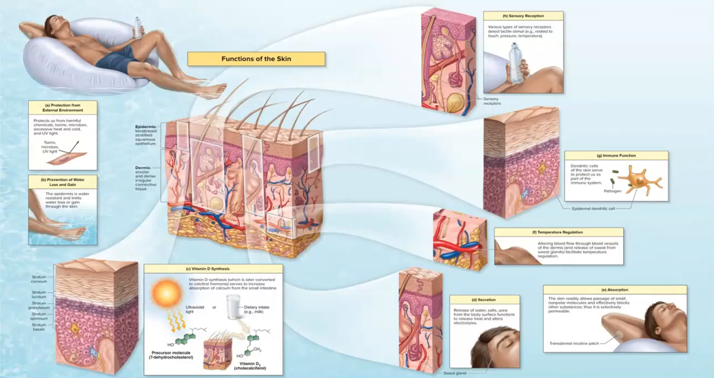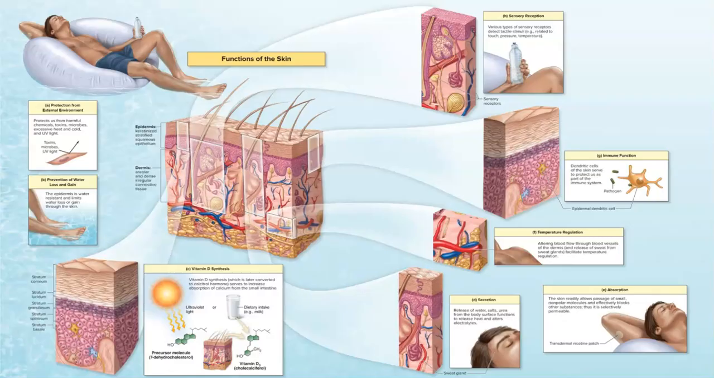So the skin secretes sweat when it is released from sweat glands, and that acts to release excess heat from the body. We also secrete sebum, which is an oily mixture of lipids secreted by the sebaceous glands. These secretions serve to lubricate the epidermis and the hair and help to make the skin a little more water resistant.